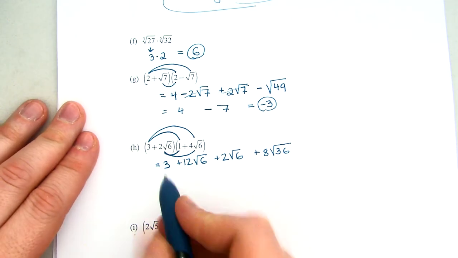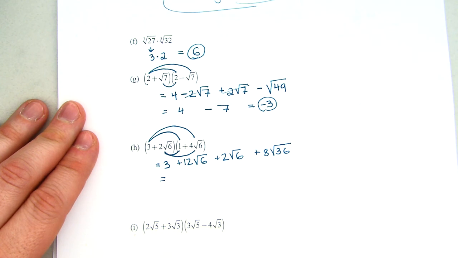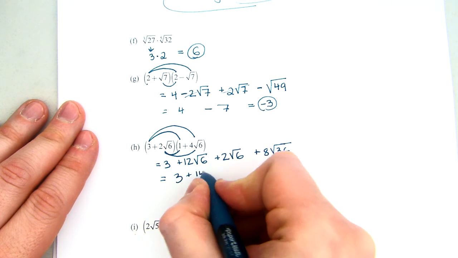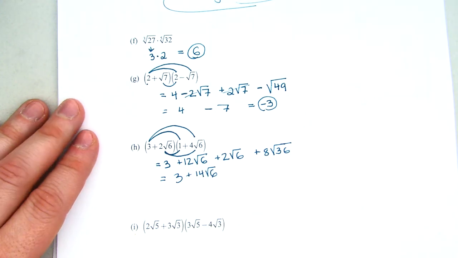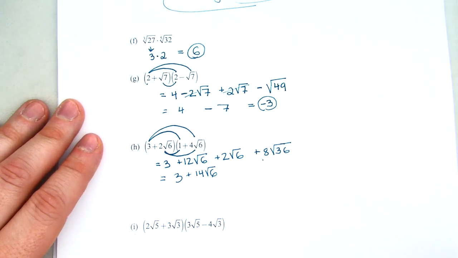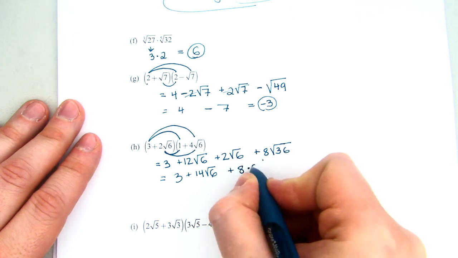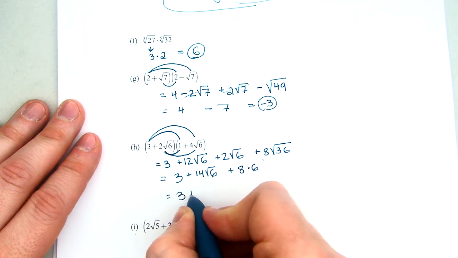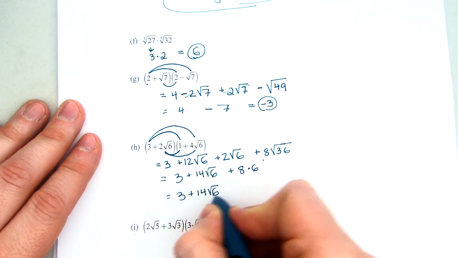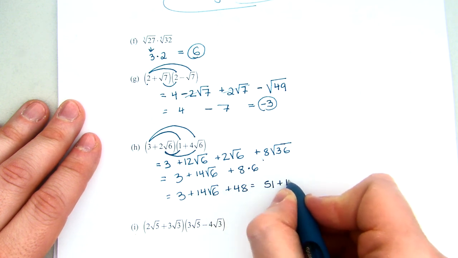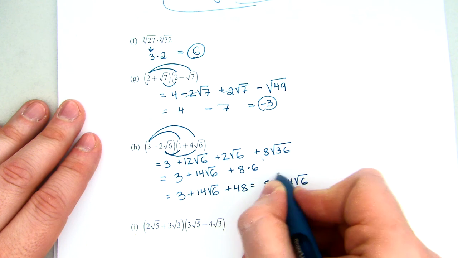Ashley, what do you do with the middle 2 pieces? They're like terms, so we can combine them. Jose, what about that 8 root 36? What can you do with that? For 36, you have to get outside, put 8 times 6. You're just going to get 48 from that piece. 3 plus 14 root 6 plus 48. Your answer here is going to be 51 plus 14 root 6.